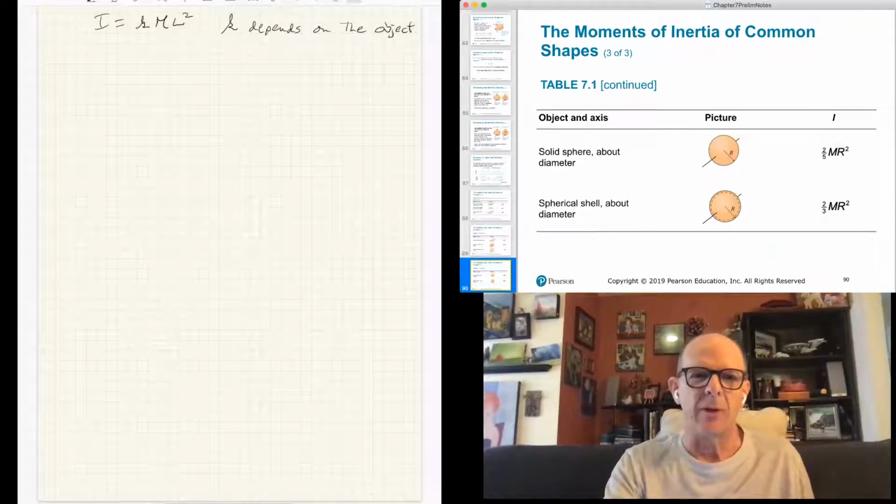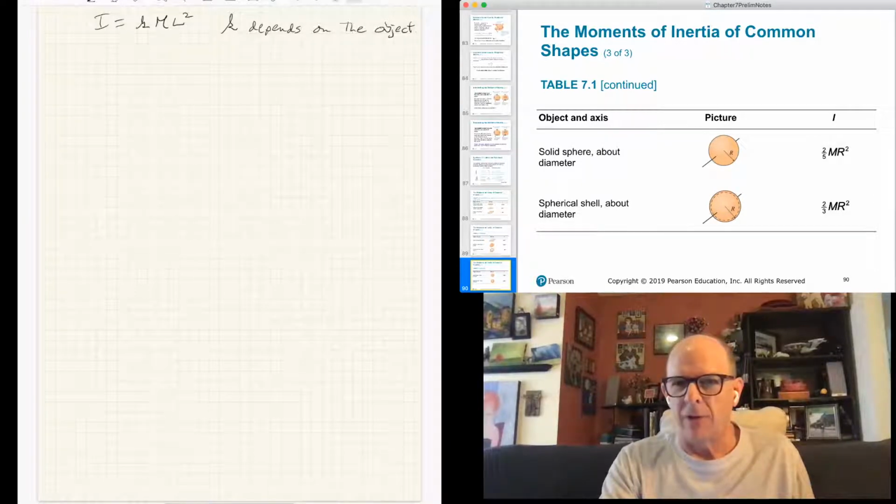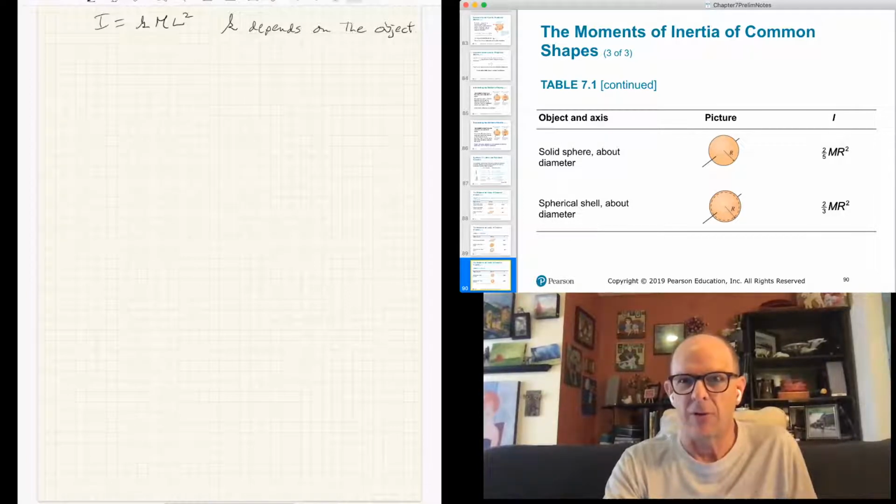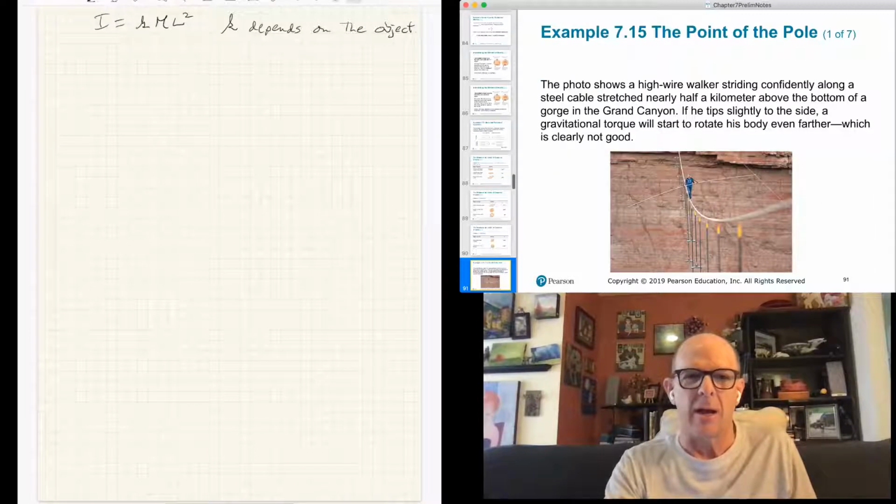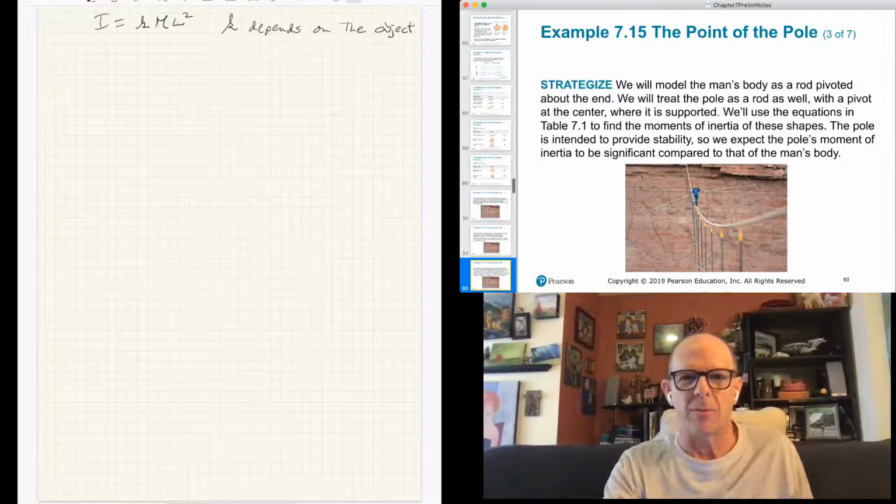And that we again see here, the solid sphere, k is 2/5. For a spherical shell, it's 2/3, that value of k. This is again assuming that the masses are the same. Of course, if the mass is bigger for one or the other, the moment of inertia increases proportionately.